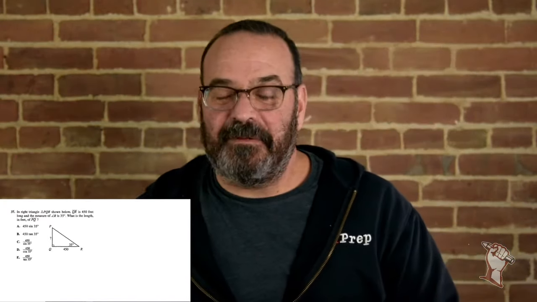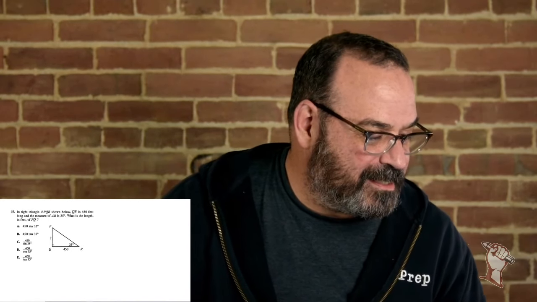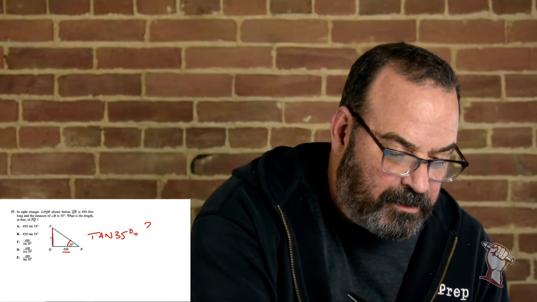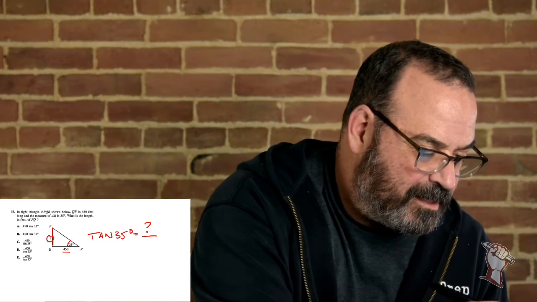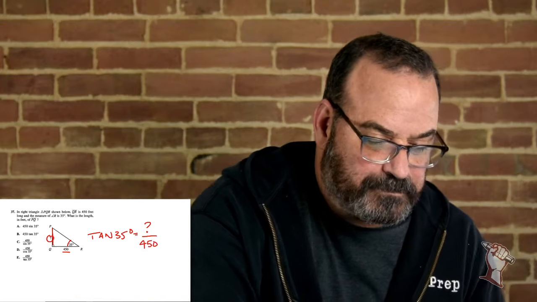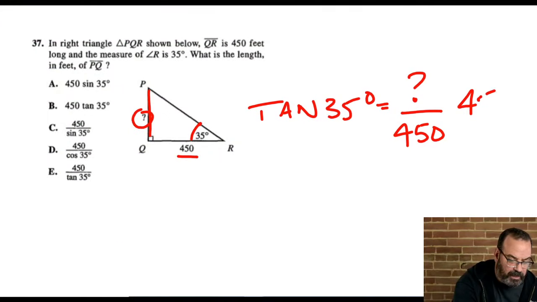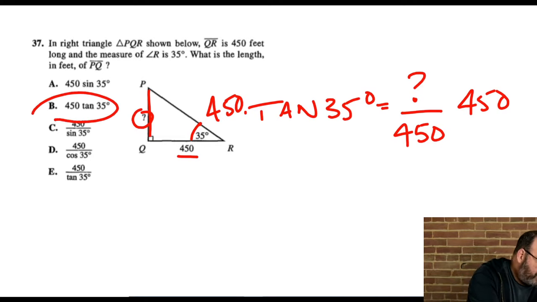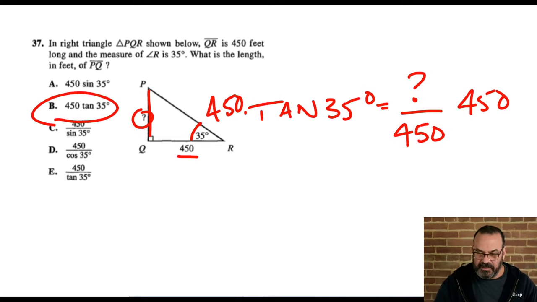All right. Similar type of problem on question number 30. It says in PQR, QR is 450 feet. The measure of angle R is 35. What's the length? It's once again absolutely going to be a tangent because the tangent of 35 degrees is equal to our unknown. I'm going to put a question mark instead of an X. This unknown over 450. Multiply by the reciprocal of 450 over 1, and I get 450 times the tangent of 35. Answer choice B. I think that's the last question.